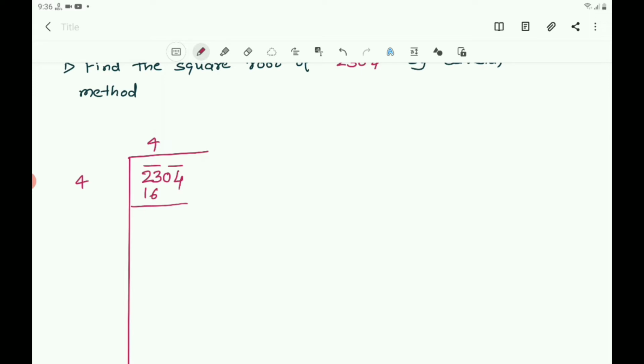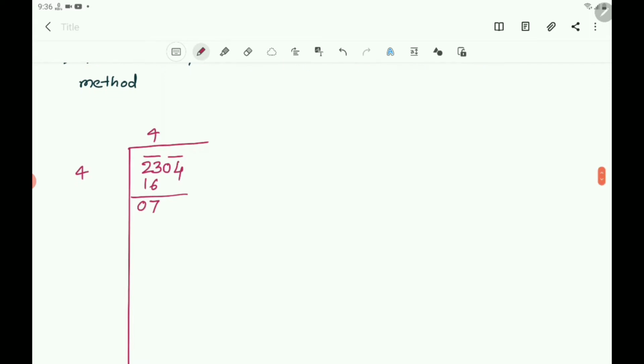4 4s are 16. You subtract 16 from 23, and you will get 7. Here we have to double the 4, or add the same number, so we will get 8. Next you take the 04, which is under the next bar. Now here the number is 704. We have to take some digit in front of 8 and try to get the product 704 by multiplying with the same digit.